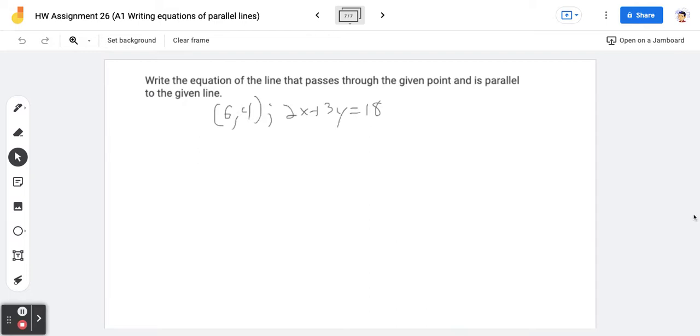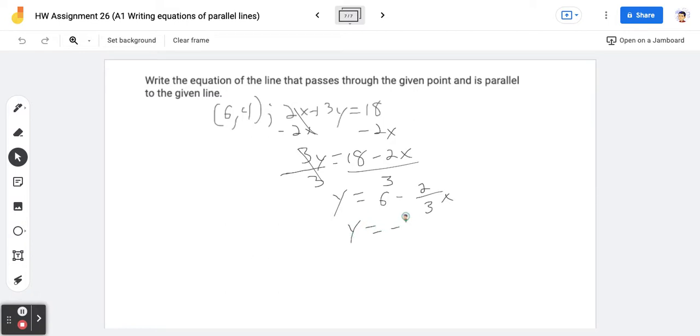Last one. So again, not in slope-intercept form, but we could put it in slope-intercept form to start. So I'm going to subtract 2x from both sides. I'll have 3y is equal to 18 minus 2x. And this kind of brings up the point that I mentioned before. Divide both sides by 3. We'll have y is equal to 6 minus 2 thirds x. Rewrite it. We'll have y is equal to negative 2 thirds x plus 6. All right, I'm going to take all of this, shrink it down, and move it over here.